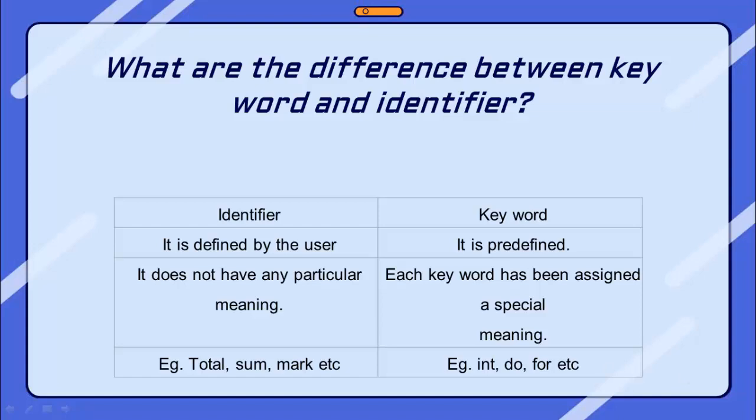What is the difference between keyword and identifier? Identifier is defined by the user. Keyword is predefined. An identifier does not have any particular meaning. For a keyword, each keyword has been assigned a special meaning. Identifier examples are total, sum, mark, etc. Keywords are int, do, for, etc.